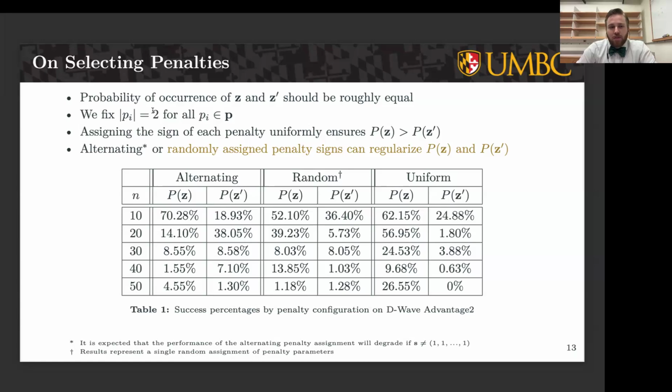And then another thing we found is that the sign of the penalty mattered a lot. So assigning uniform penalties, if it was uniformly 2 for every output, that would heavily favor one z over another z. So we found for the secret string of all ones, alternating the sign balanced things out, or just randomly assigning a sign to each penalty balanced things out. And I'll note that these numbers in particular are given from one iteration with one single random assignment. So there are still random assignments that will favor one output over another, but repeating the algorithm with a new random assignment can address that problem, as there are assignments here that are much more balanced.